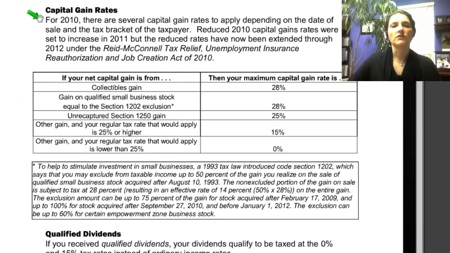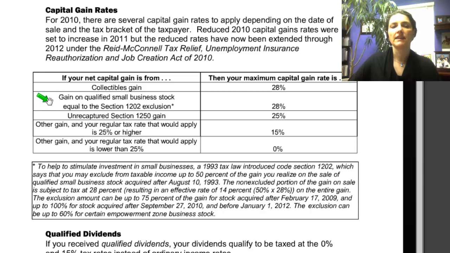And here they are. For 2010, there are several capital gain rates to apply depending on the date of the sale and the tax bracket of the taxpayer. Reduced 2010 capital gain rates were set to increase in 2011, but the reduced rates have now been extended through 2012 under the Reid-McConnell Tax Relief and Unemployment Insurance Reauthorization and Job Creation Act of 2010. So for 2010, 11, and 12, these are the capital gain rates that apply. If your net capital gain is from collectibles, then your maximum capital gain rate is 28%.